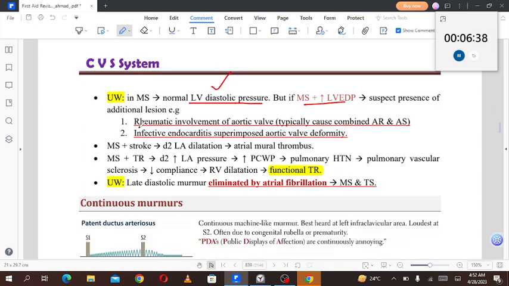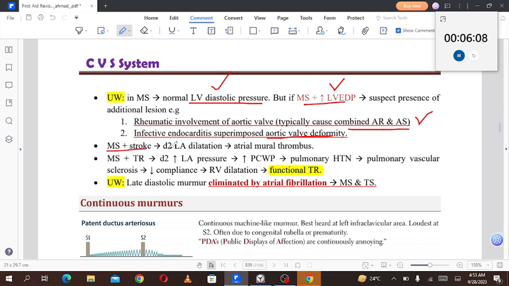For example, the rheumatic involvement of the aortic valve typically causes combined aortic regurgitation and aortic stenosis. So both of these conditions will cause increased left ventricular diastolic pressure along with the mitral stenosis. Another example is infective endocarditis, where there is superimposed aortic valve deformity as well.